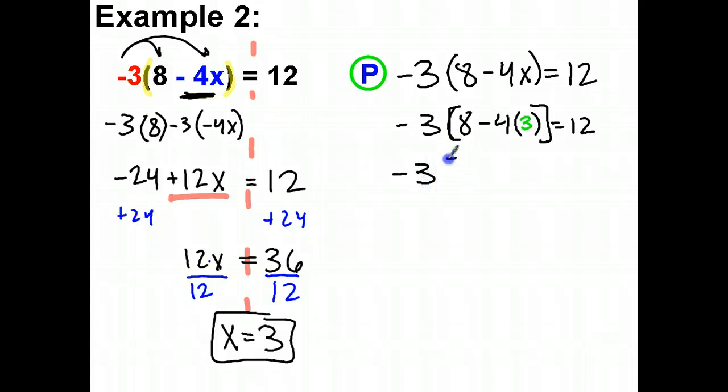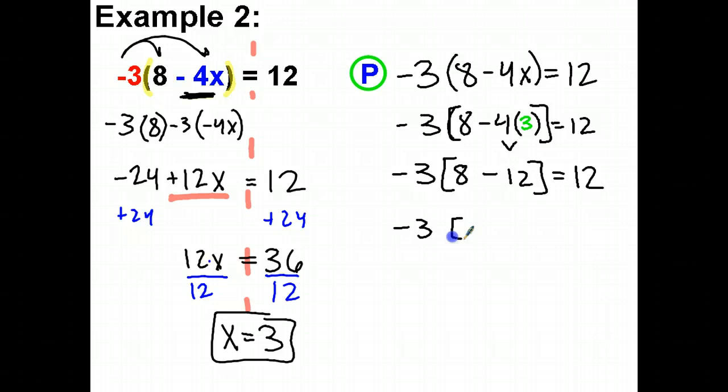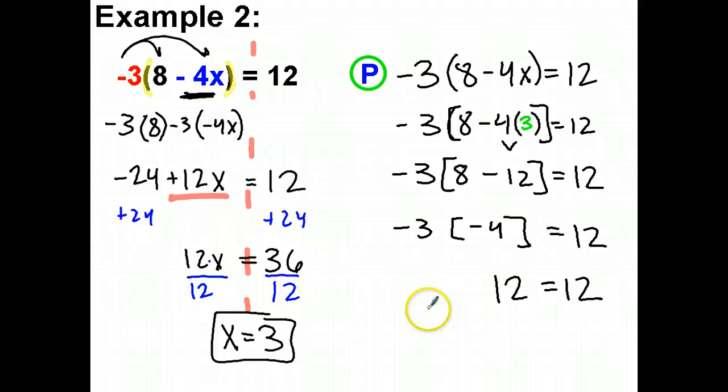I go inside the grouping symbol or inside the brackets, and I simplify first the multiplication. So 8 minus 4 times 3 would be 12. And I still have brackets or a grouping symbol to get rid of, so I need to do 8 minus 12, which would be negative 4. So now I have negative 3 times negative 4. Negative times a negative is a positive, so we get 12 equals 12.